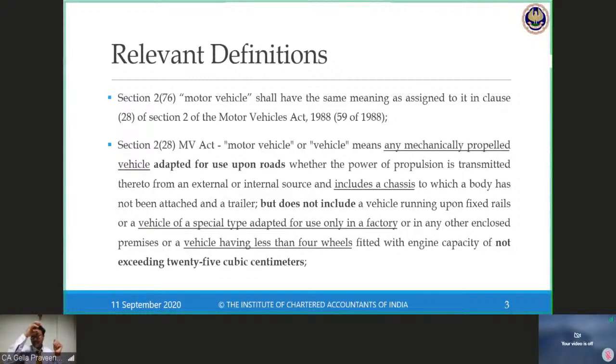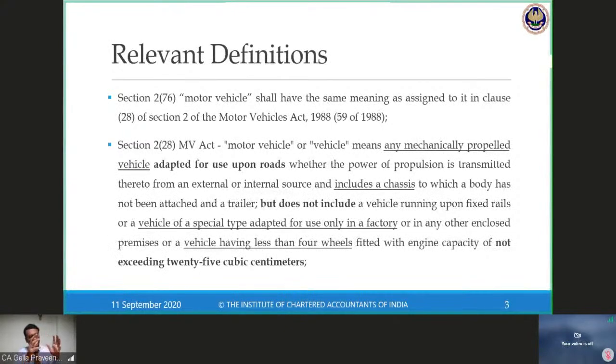So it says whether the power of propulsion is transmitted thereto from an external or internal source. So whenever a vehicle is run, it is run with an external or internal source. That is what is referred to. So this particular term motor vehicle does not include what? It does not include a vehicle running upon fixed rails.